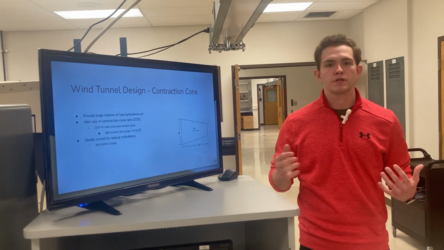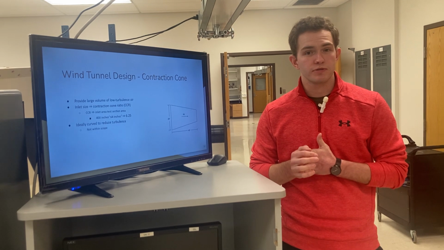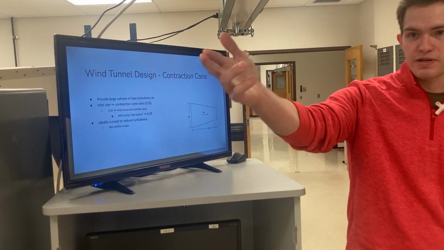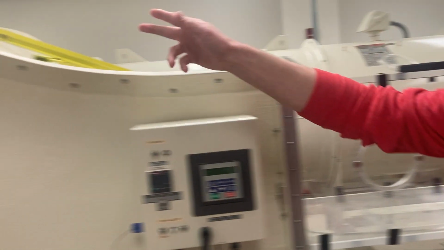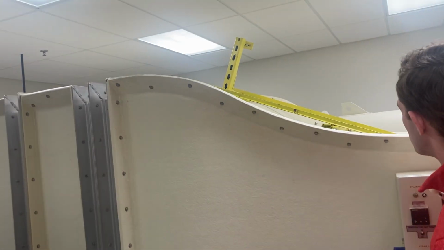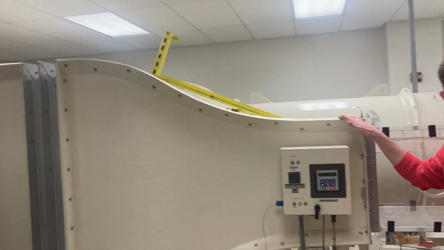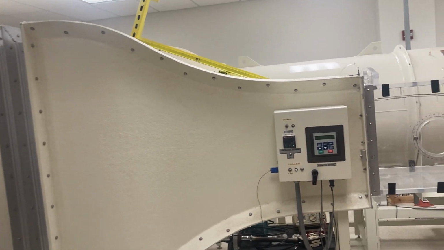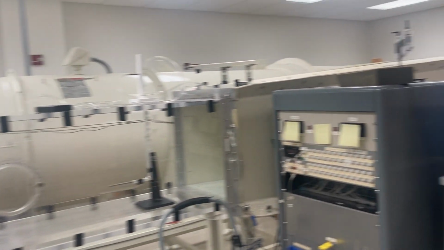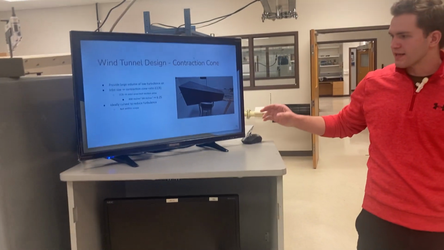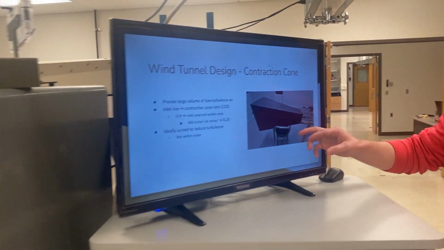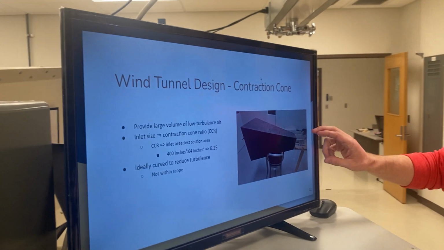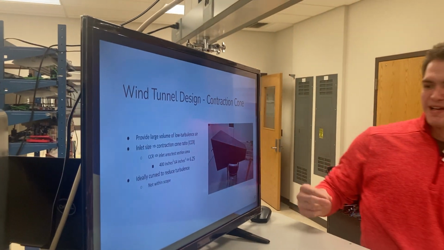And ideally, your contraction cone would be curved. I've heard that a 5th degree polynomial is the best for reducing turbulence, such as this one here in the lab. It's very nice and curved, really smooth, which really helps reduce turbulence. Unfortunately, I was not able to implement that from the scope of this project, but it's something to note. And here's a small picture of mine. Like I said, it's just trapezoidal sheets of plywood, and they're spray painted gray to not make it look like plywood.